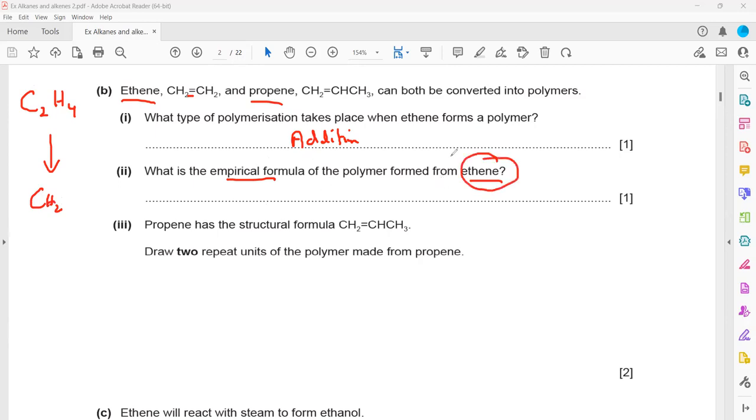If the same question was there, what is the empirical formula of the polymer of ethene, butene, propene, pentene, hexene? Any alkene is there, the polymer will always have empirical formula of CH2. So it won't change with the type of alkene. Because empirical formula shows the simplest ratio between the atoms, polymer of ethene, propene, butene, pentene, they all have the same empirical formula.